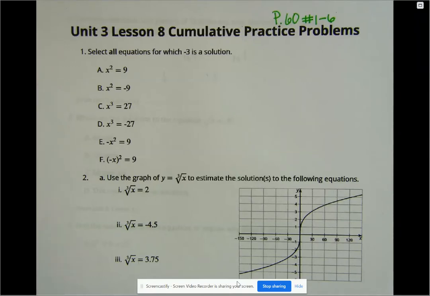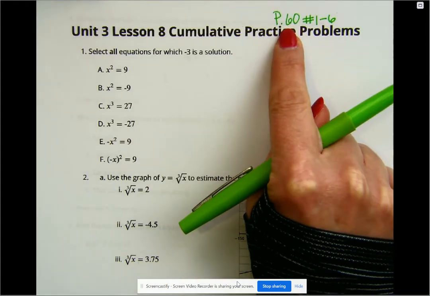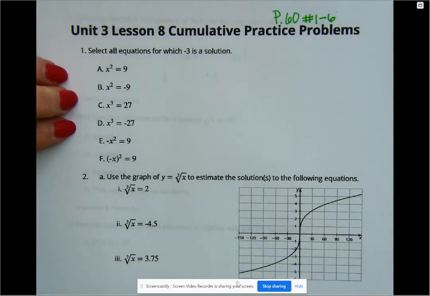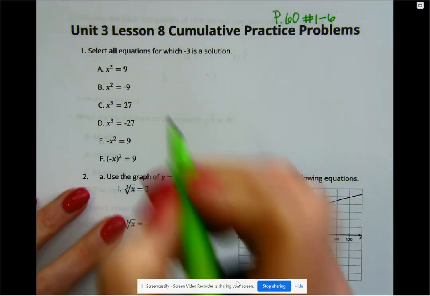Hi, it's Mrs. Moret with help on today's assignment, Unit 3, Lesson 8, Practice Problems, page 60, numbers 1 through 6. So to start, all the equations for which -3 is a solution, I'm just going to plug -3 in for x and see if I get a true statement.